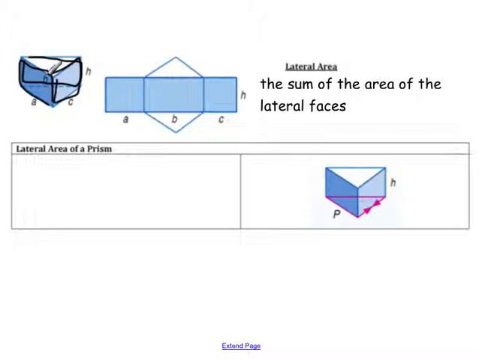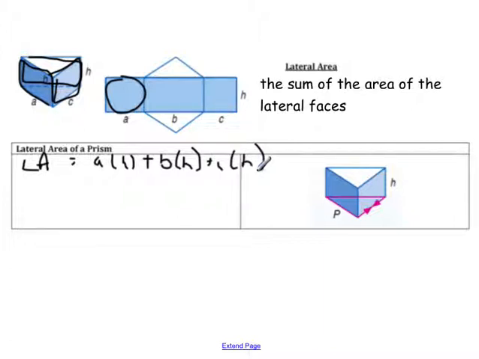So how do we calculate the lateral area? Well, there's a couple ways. The first way is the lateral area is equal to face A times the height, so taking the area of this times the height, and then B times the height, plus C times the height. That's one way of looking at it.